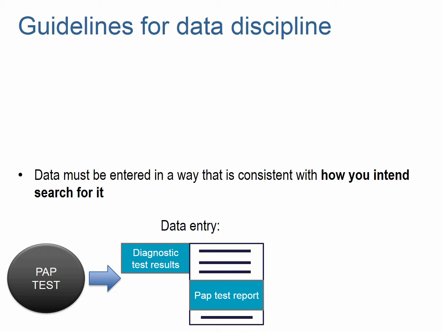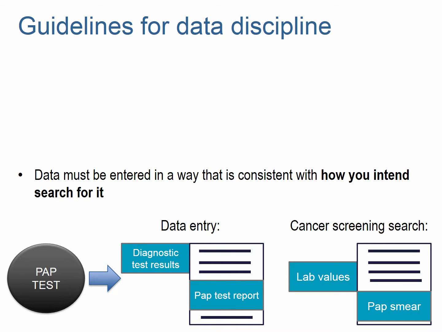But if in a few months the physician in the office wishes to search for patients who have had recent Pap tests done, and they only create a search that looks for tests classified as Pap smear, which is found under the category of lab values, the patient's test results will not be found. Data standardization helps us think about what kind of data we may wish to search for later, and that drives how information needs to be entered in the first place.